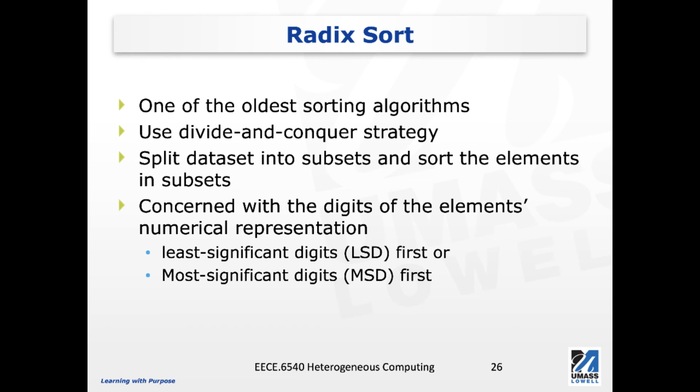Radix sort is not to sort based on the values of the elements. Instead, it sorts based on the digits of the elements, and we use the numerical representation of these digits. So we have naturally the least significant digits or the most significant digits. And we're going to perform radix sort along these digits in a sequence, and eventually we'll get the numbers sorted.